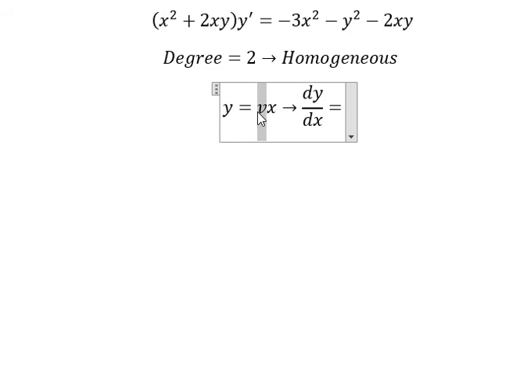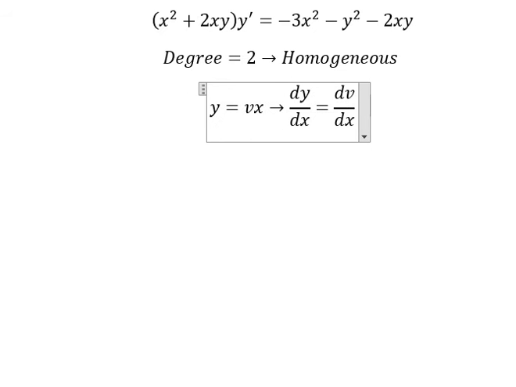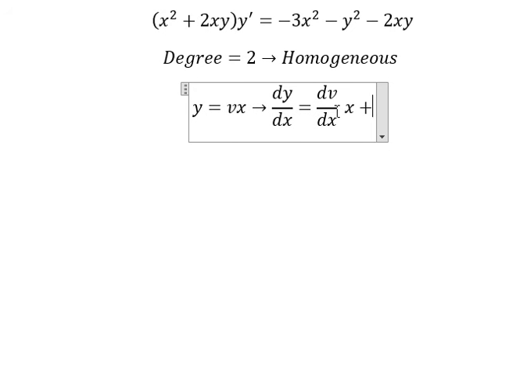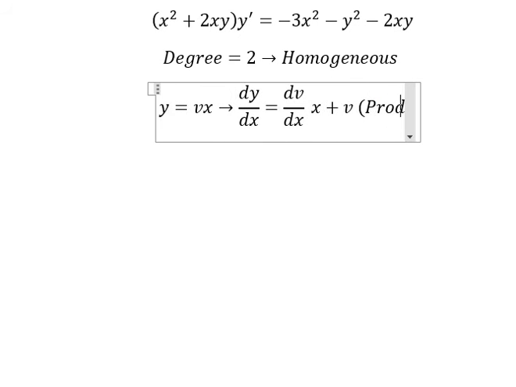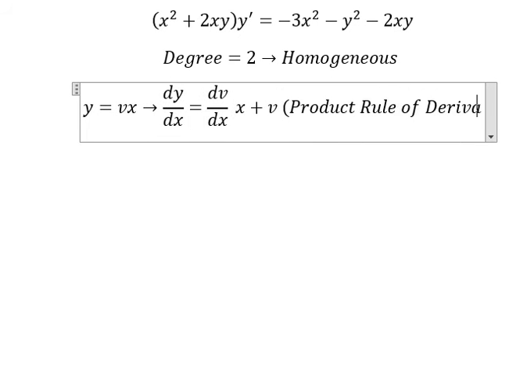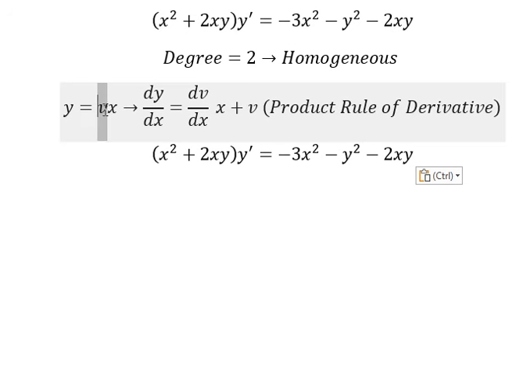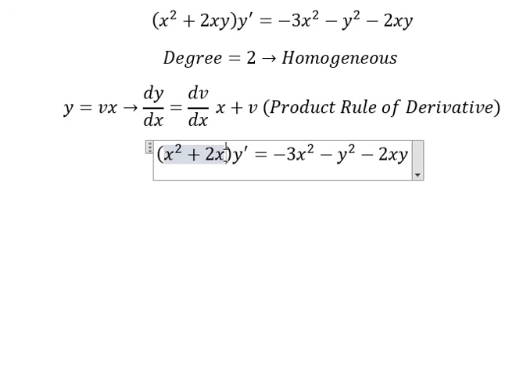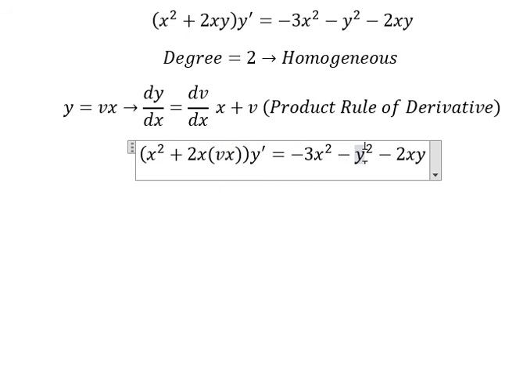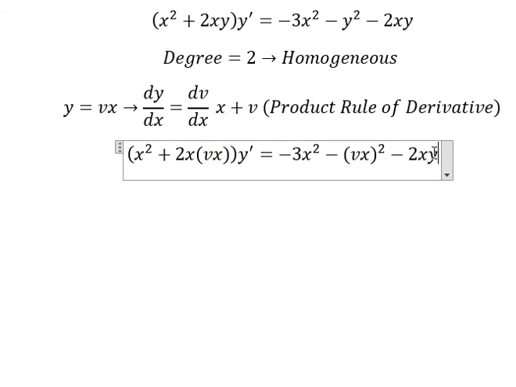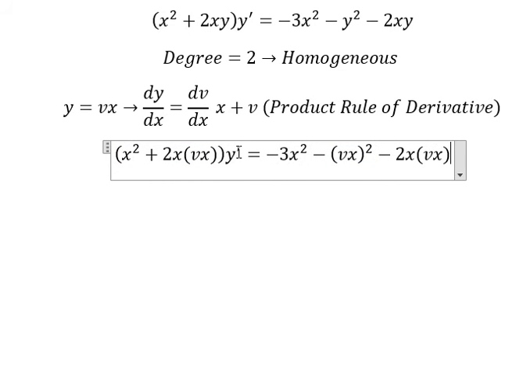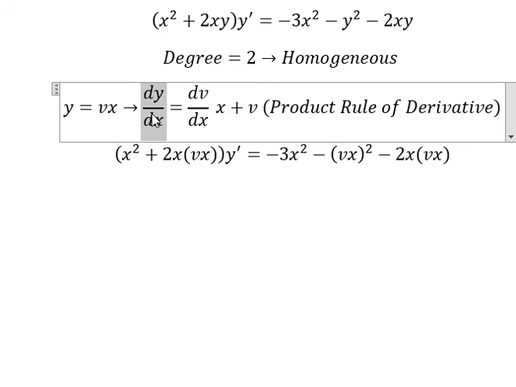First derivative of v, we have dv over dx multiplied by x. First derivative of x, you get number 1. So we have v. This is about the product rule of derivative. So I will put this one to change for y. This one is the first derivative of y. So we change by this one.